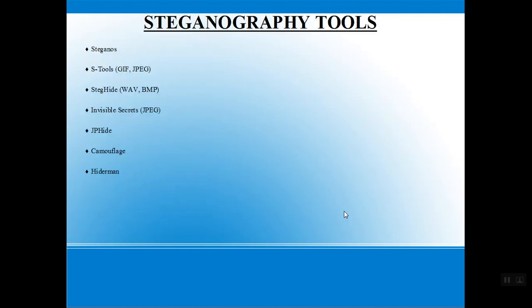Now, what are the steganography tools? The steganography tools include Steganos, S-Tools for GIF and JPEG, StegHide for WAV and BMP files, Invisible Secrets for JPEG files, JPHide, Camouflage, and Hidden.